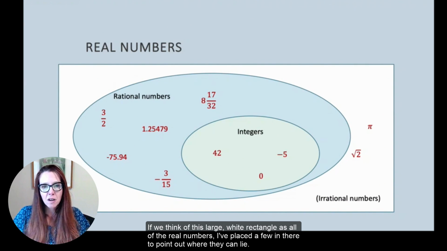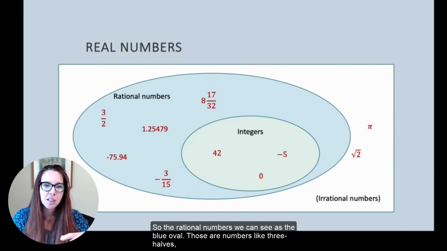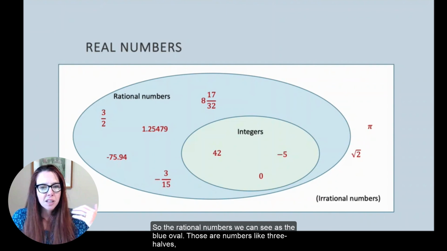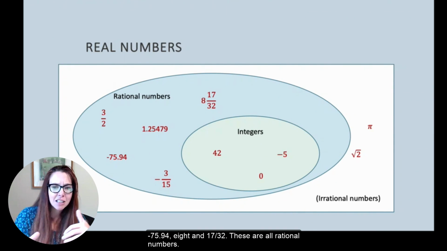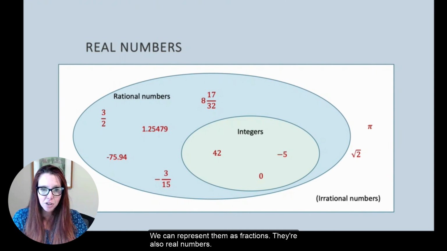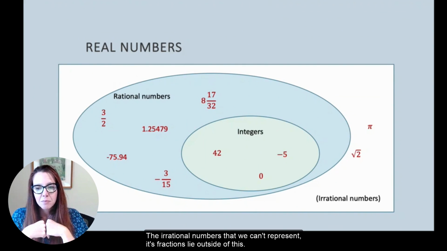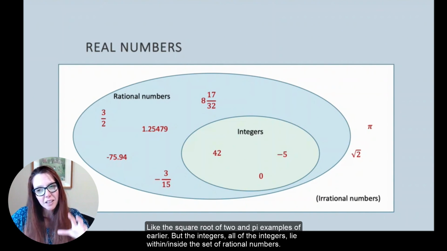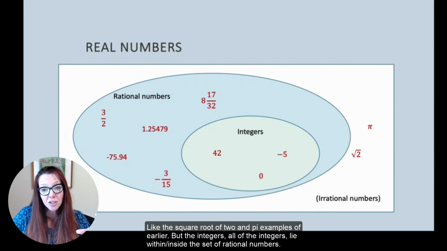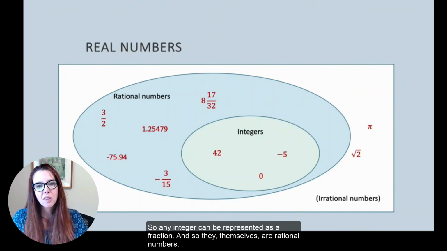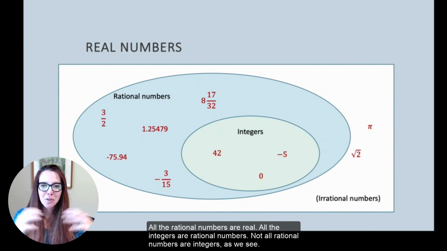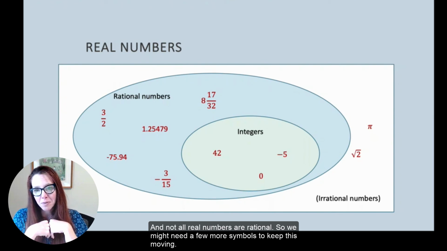If we think of this large white rectangle as all of the real numbers, I've placed a few in there to point out where they can lie. So the rational numbers we can see as the blue oval, and those are numbers like 3/2, -75.94, 8 and 17/32. These are all rational numbers. We can represent them as fractions. They're also real numbers, right? They can be found on the standard number line somewhere. The irrational numbers that we can't represent as fractions lie outside of this, like the square root of 2 and pi, examples from earlier. But all of the integers lie inside the set of rational numbers. So any integer can be represented as a fraction, and so they themselves are rational numbers. All the rational numbers are real, all the integers are rational numbers. Not all rational numbers are integers, as we see, and not all real numbers are rational.